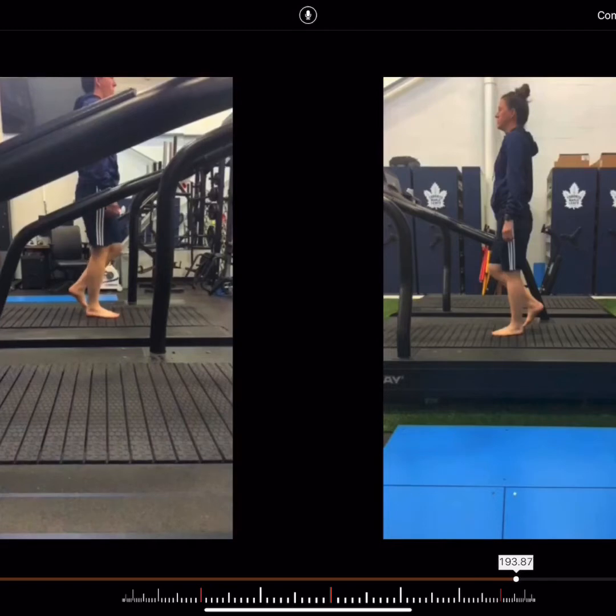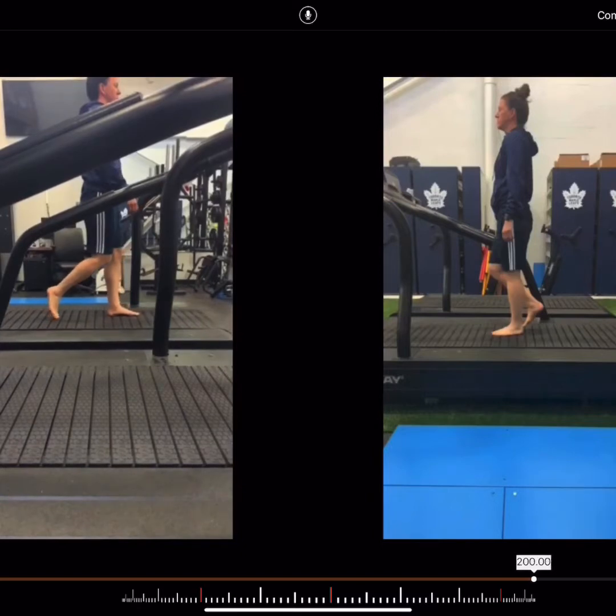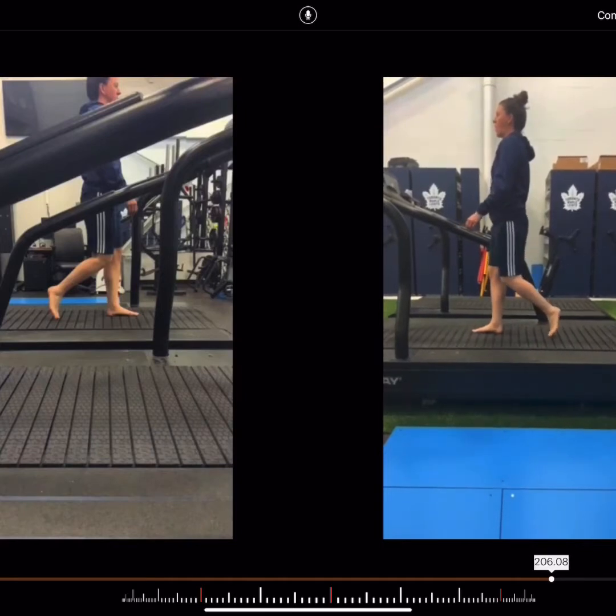At toe off, on the left side, the knee should be roughly 40 degrees of flexion, and my colleague has quite a bit more than that. So she's roughly 55 degrees on the left, and then on the right, is about 54 degrees, so about the same.